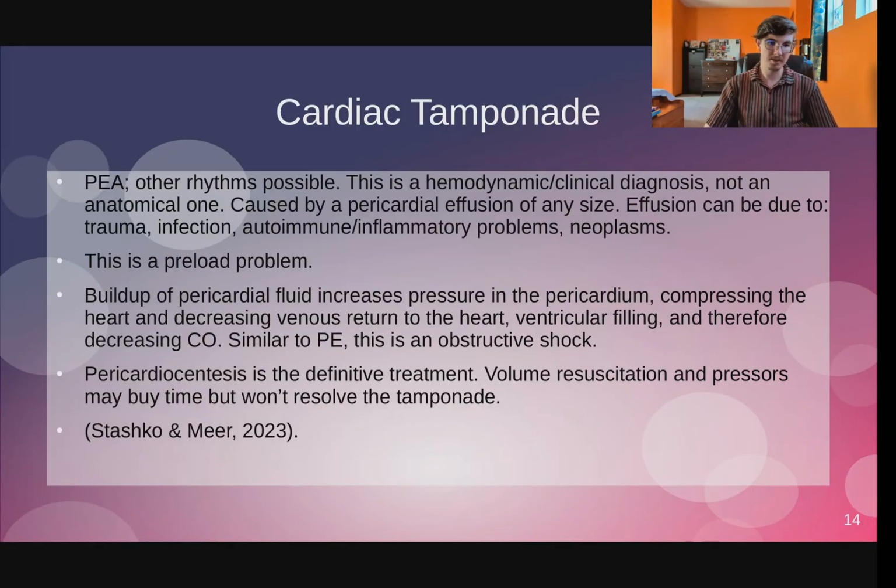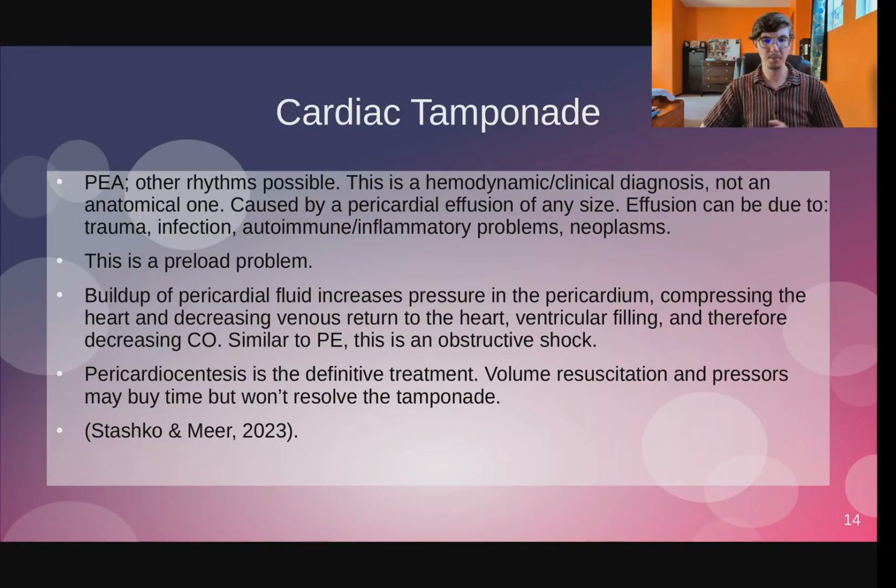What's the mechanism? Well, a buildup of pericardial fluid increases pressure in the pericardium, which compresses the heart and decreases venous return to the heart, therefore decreasing ventricular filling and decreasing cardiac output. You have the pericardial sac around the heart, right? And there's normally a certain amount of fluid, but if that continues to grow and grow, that pericardial sac can't stretch. And so what's going to happen is it's going to increase pressure on the heart more and more, and you're just squeezing the heart. And that is really, really bad.